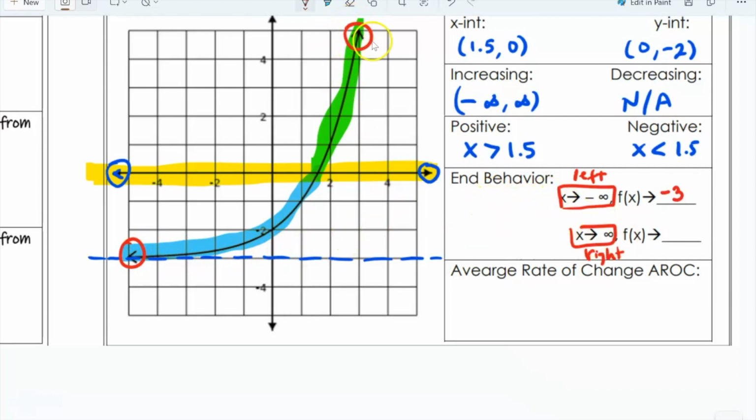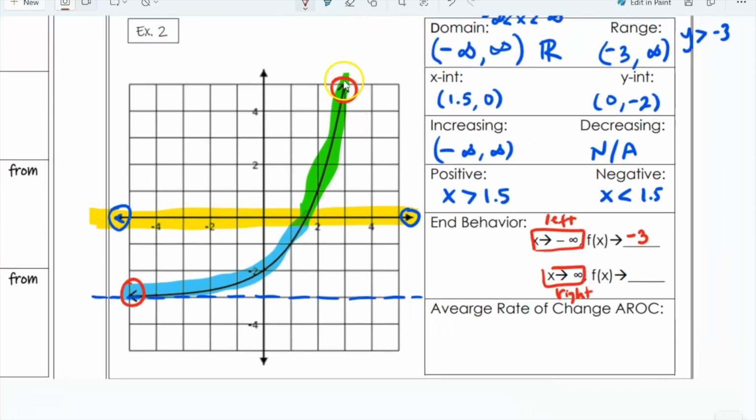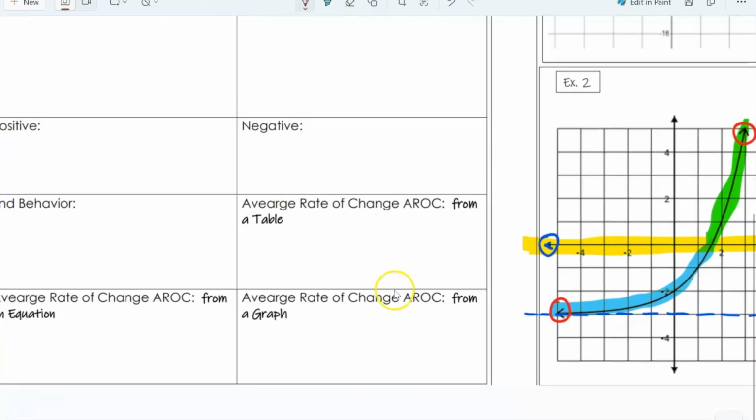On the right-hand side, what's it doing here? So here it has no restrictions. It just keeps going up and up and up forever. So that one's going to infinity. So be careful with end behavior with exponential functions. It's not infinity and negative infinity anymore, because of an asymptote somewhere, it has a restriction where it cannot pass. All right, so please go write your notes for end behavior.